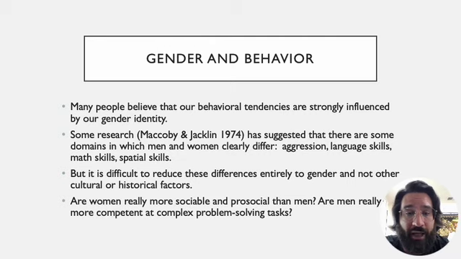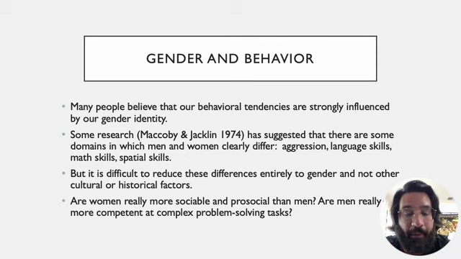So now let's talk a little bit about gender and behavior. Many people believe that our behavioral tendencies are strongly influenced by our gender identity. There's some research that suggests that there are some domains in which men and women do clearly differ, when it comes to levels of aggression, for example, where men may statistically trend toward more aggressive behavior than women. Language skills, verbal IQ, math skills, spatial skills: maybe we tend to observe differences in performance across different skill areas based on gender. And that then corresponds to how we see ourselves, what strengths we have, what we think we're good at. And a lot of that can be based on gender identity.